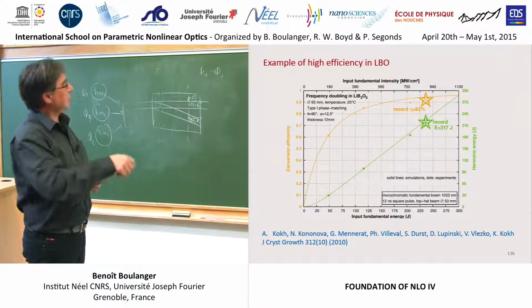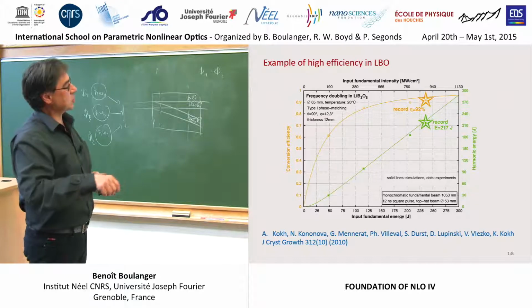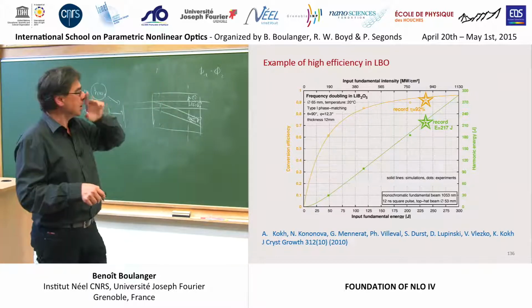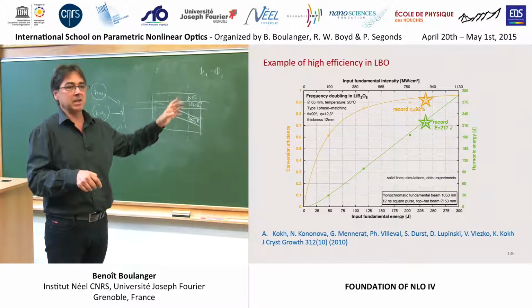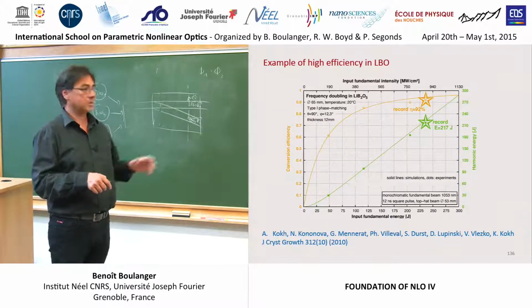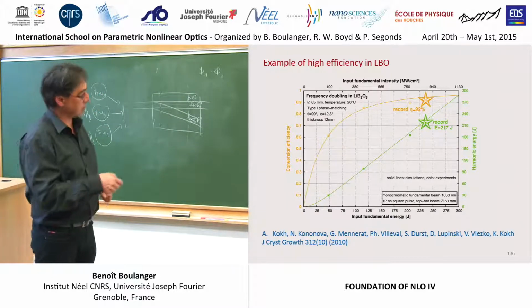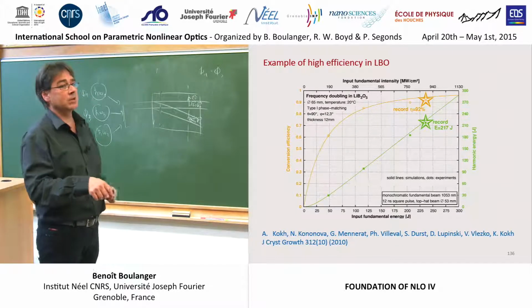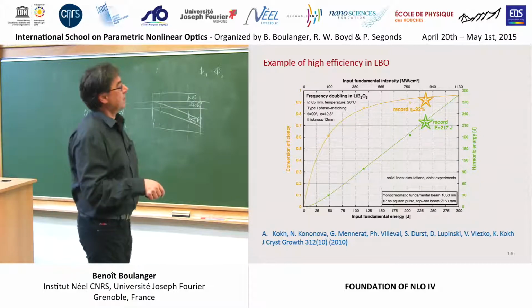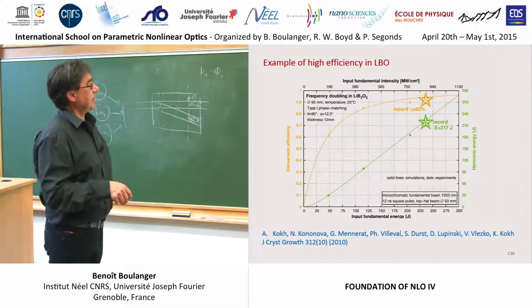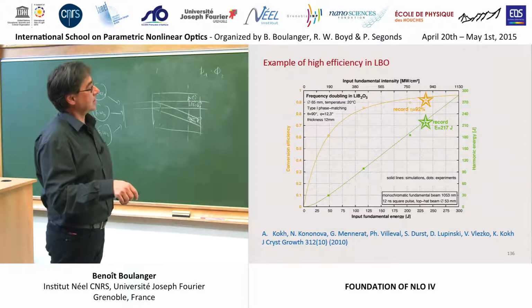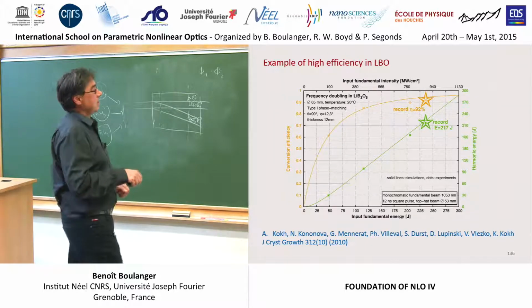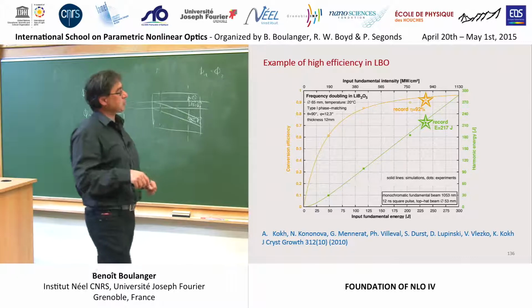So here you have the conversion efficiency as a function of the input fundamental energy. This work was performed in Bordeaux, in France, at the Laser Megajoule, the laser for inertial fusion. And you see here very high energy, 300 joules per pulse. The fundamental wavelength is 1053 nm, and the pulse duration is 12 nanoseconds.